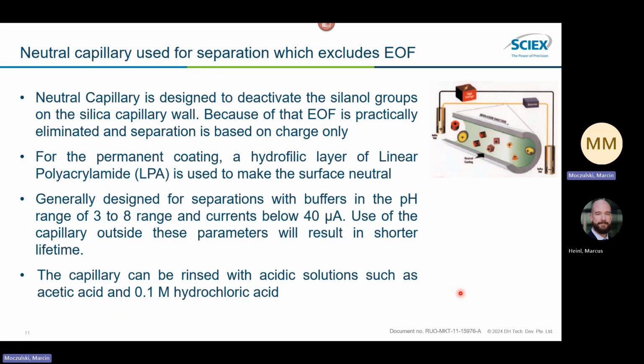Also, capillaries are quite sensitive to higher currents and consequently to higher temperatures obtained during separation. Hence, the maximum current for this capillary is only 40 microamperes. However, capillaries can be recovered by rinsing with weak acids like acetic acid or hydrochloric acid.